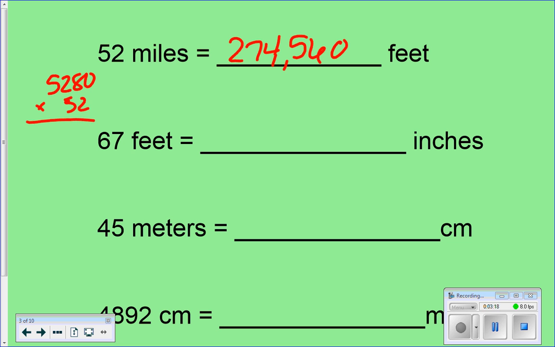That's a long ways. That's like from my house to Sioux City. 274,000 feet. That's crazy, isn't it? Remember, a foot's just 12 inches. That's 200,000 of them from my house to Sioux City. If you want to see how many inches are in that, what would you do then? Multiply that by 12. And if I do that, this is how many inches there are. 3.2 million inches. That's a lot.